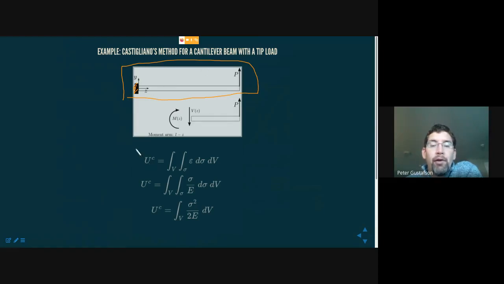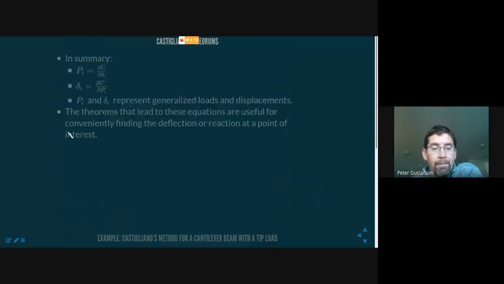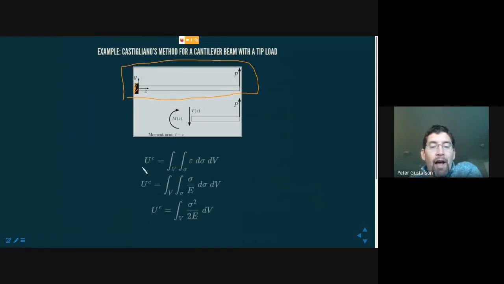Let's use Castigliano's theorem. The first theorem, actually we're going to start with the second theorem. Going back to my equation, we're trying to find the deflection at the tip. So we're using the second theorem, that's the complementary energy. In order to calculate the complementary energy, we integrate the strain over the stress. So this portion here is the complementary energy density, and then integrated over the volume, so from one end of the beam to the other.